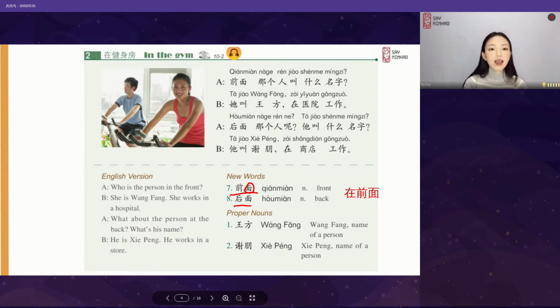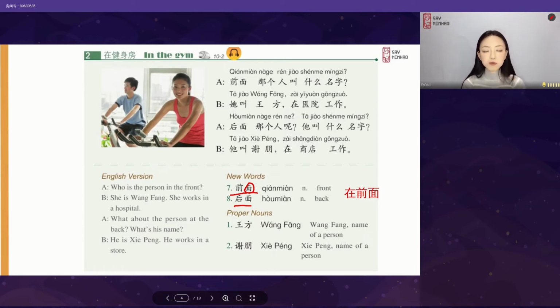后面的人. Or if you wanna specifically just point at someone, which is that person. For example, that first person in the front. Then we can say 前面那个人, okay? That person in the front, 前面那个人. And that person at back is 后面那个人, okay? 后面那个人.